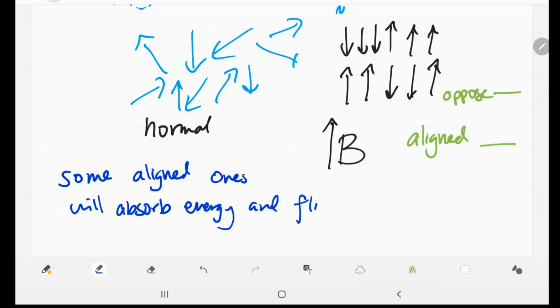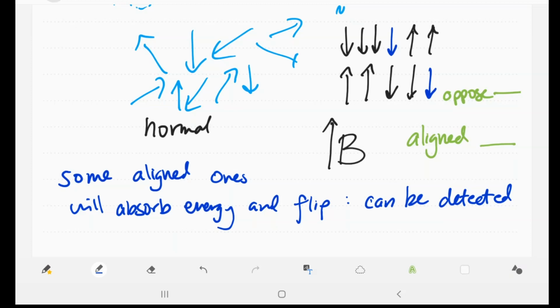and they'll flip. And so let's say this one and this one decide to flip. They go to a higher energy. They're absorbing energy, right? So they go up to a higher energy state. And as they do that, we can detect it. We can detect when protons, or rather any nucleus, is absorbing energy and flipping its orientation. And that can be detected.